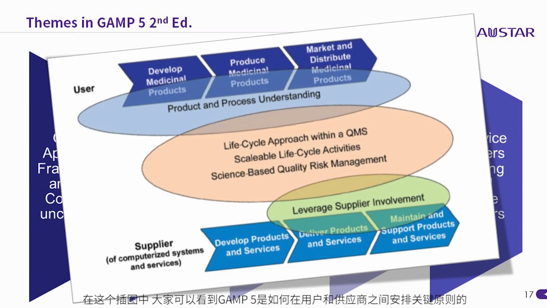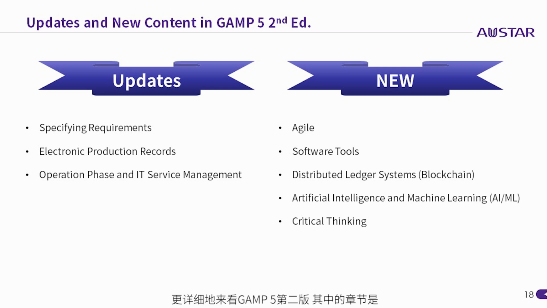On this illustration, you can see how GAMP 5 arranges the key principles between the user and the supplier. What changed over the years was the interpretation and, as already mentioned, the misleading overinterpretation of these principles. If you understand the logic behind this illustration, you can imagine why these key principles are still valid. For a better understanding, it must be clear that the regulated user is accountable and the supplier is responsible for their activities. Contracts and quality agreements are to be written to clarify the expectations between the parties.